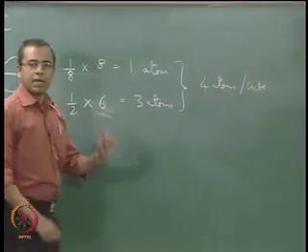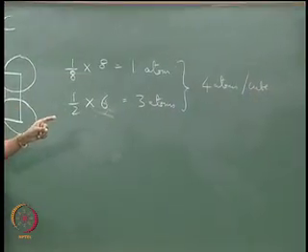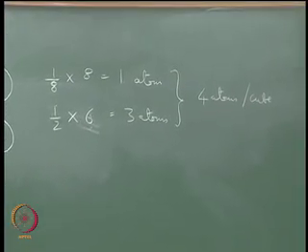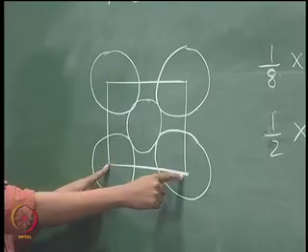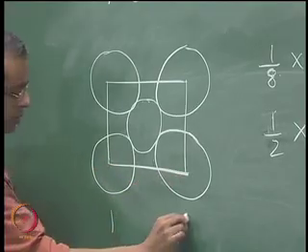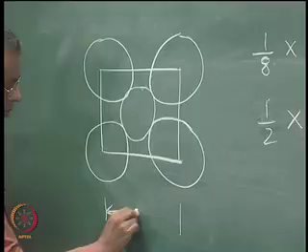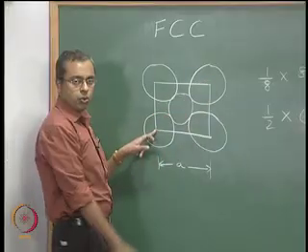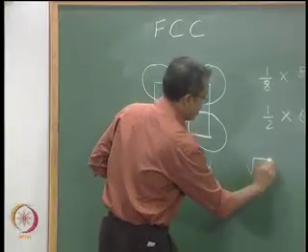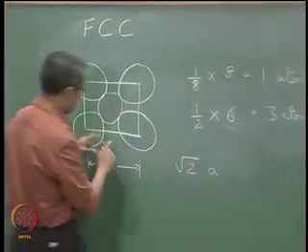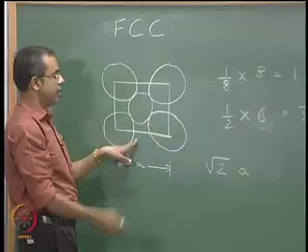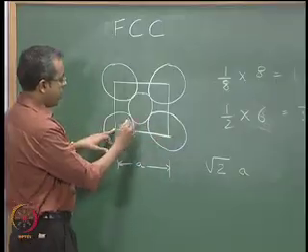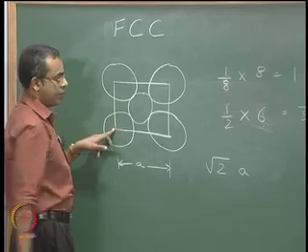So per cube there are 4 atoms now present. If you look at the relationship, this diagonal here is root 2 times A, because it is simply the square root of A square plus A square, so root of 2A square, that is root 2A. That is equal to R plus 2R plus R, so equals 4R.